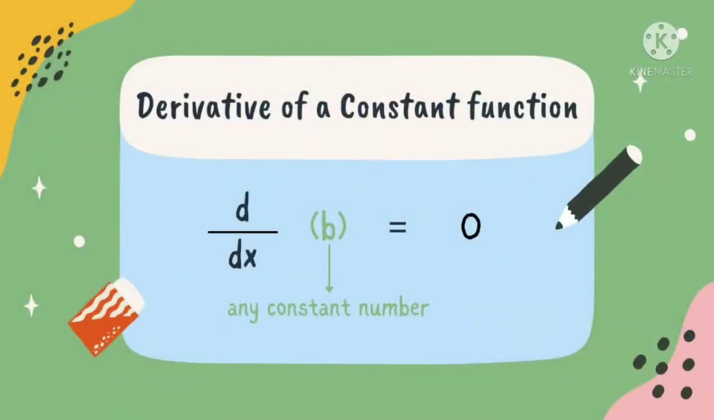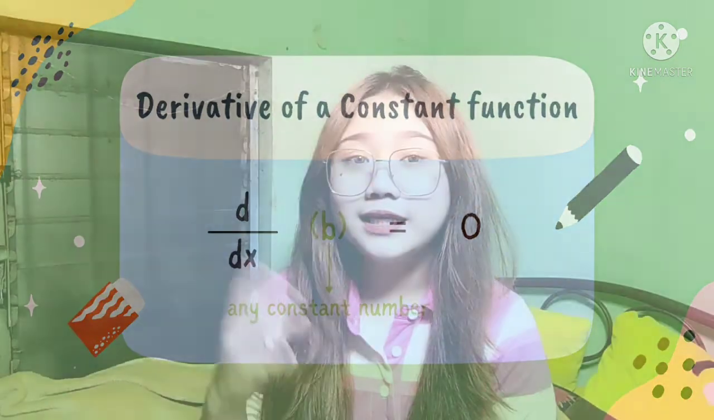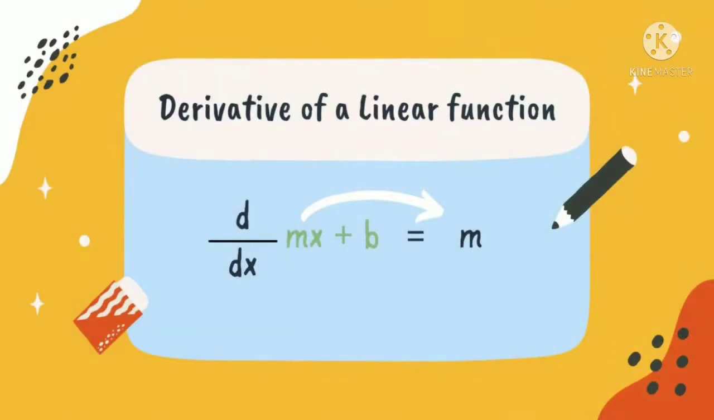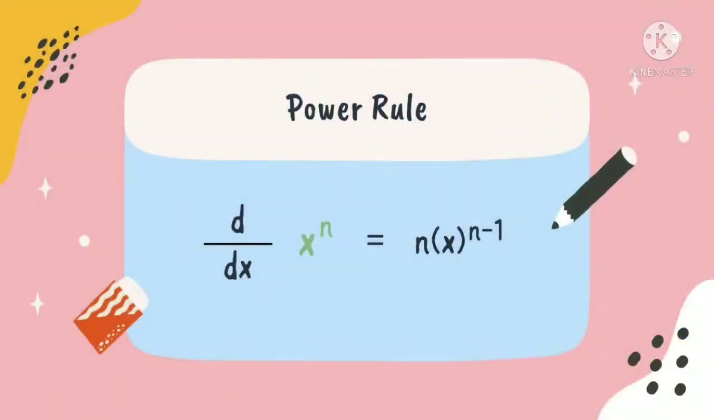The first one is the derivative of a constant function, wherein the derivative of any constant number will always be equal to 0. The next one is the derivative of a linear function, which follows this given format. Power rule. This rule is being used when the given function is quadratic or if the function has an exponent which is higher than 1. You can follow this format to find the derivative of functions where this rule can be applied.